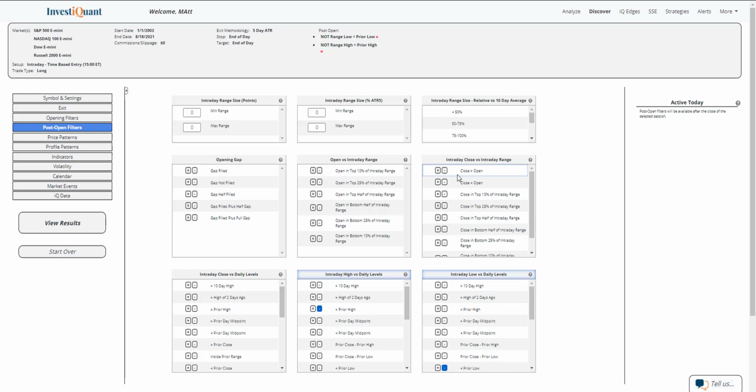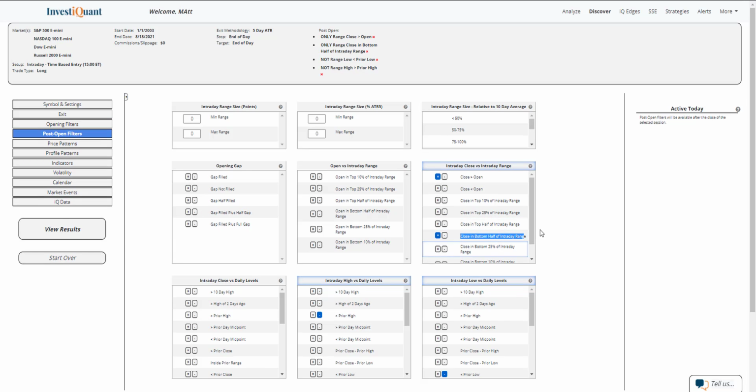Now we are currently trading above the open, so I'm going to add that as well. And I'm going to say that the intraday close, which is going to be referencing the price at the time of entry, which I've got set to 3 p.m. here. So I'm going to say that the intraday close is above the opening print, but I'm going to say it is not in the top half. It's in the bottom half of the intraday range. So to do that, I'm going to say the close is in the bottom half of the intraday range.